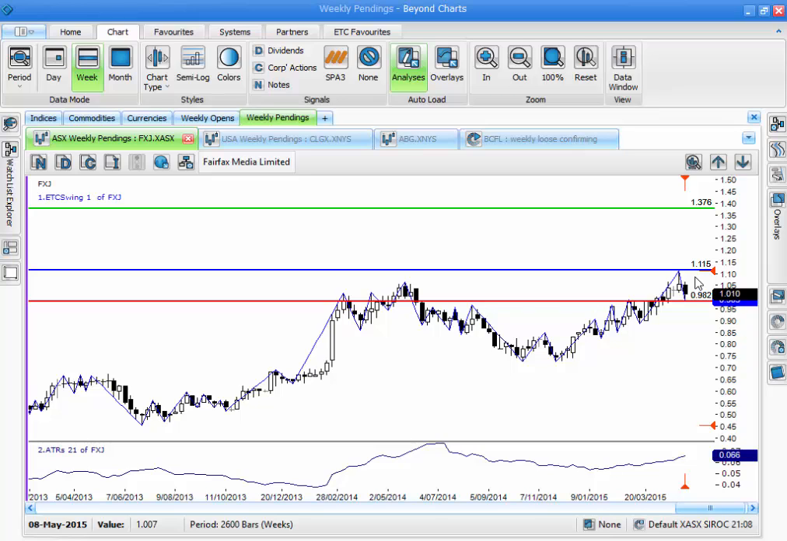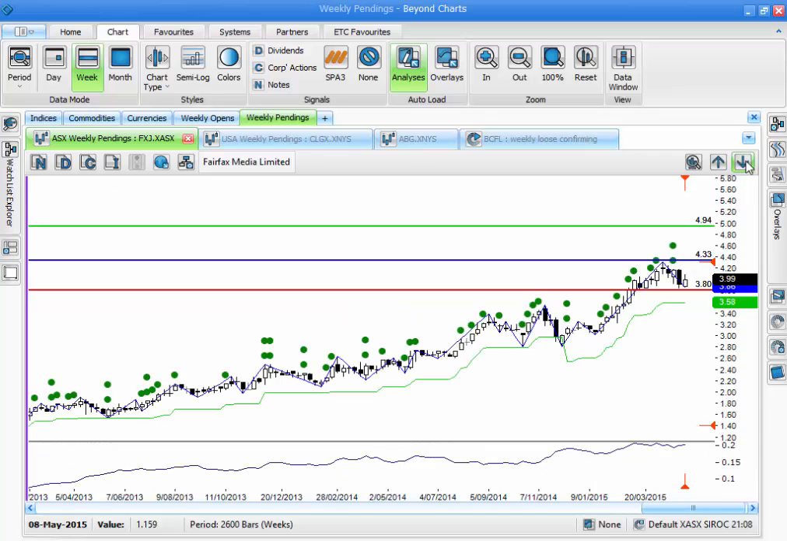So that's Fairfax there, entry level $1.11.5, protective stop 98.2 cents, and a scale out if you're scaling out at $1.37. Next one on the list, TNE.